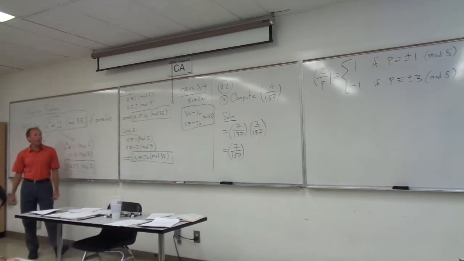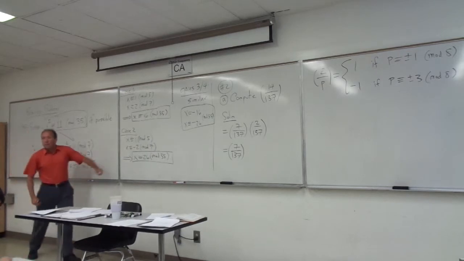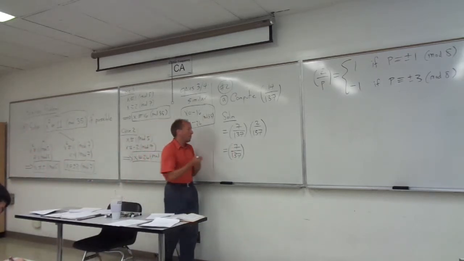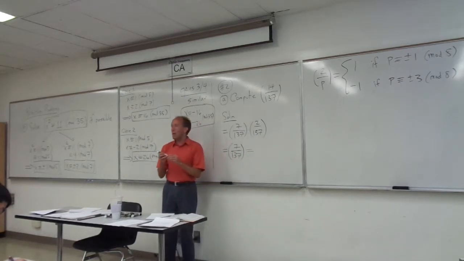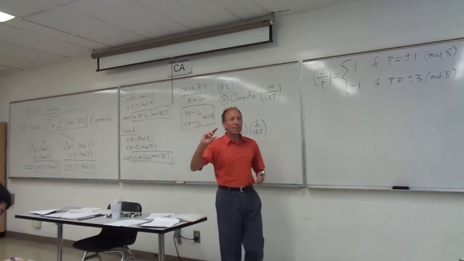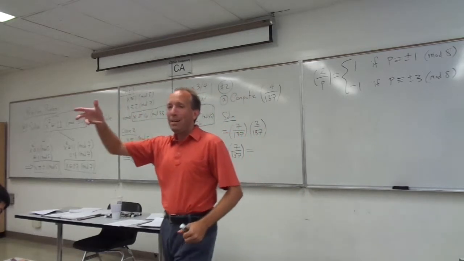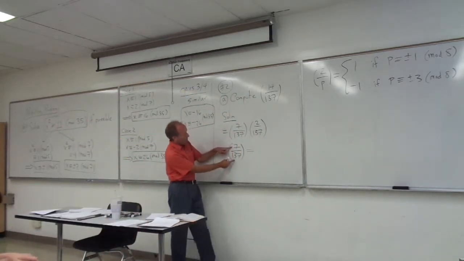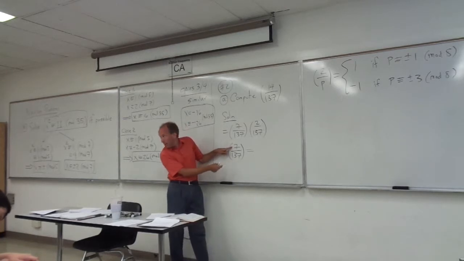Okay, now what would you have me do? This is 2 odd primes, right? So you can flip this over. Now remember, there's only one situation when you have to change the sign. Most of the time you get to flip it over for free. The only time when you have to put a minus sign in there is if both of these primes are congruent to 3 mod 4.